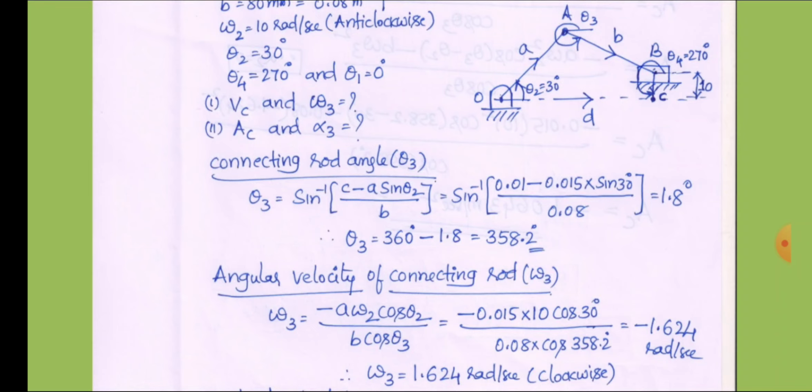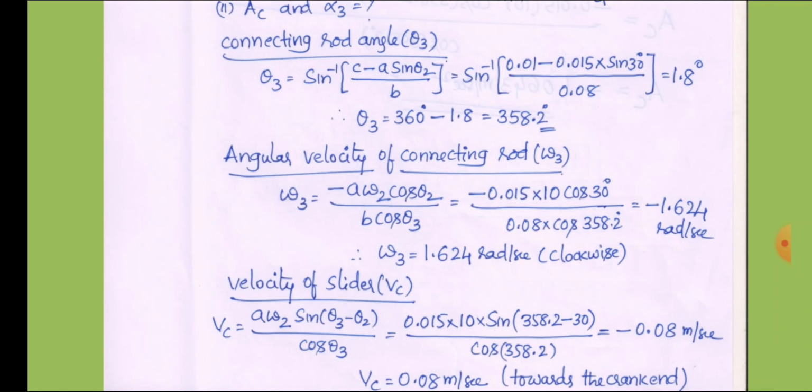Now if I simplify, I am going to get 1.8 degrees. Now this is to be deducted from 360 degrees in order to get the connecting rod angle, that is theta 3. So theta 3 is equal to 360 minus 1.8, which is equal to 358.2 degrees. This is the connecting rod angle. So this is case 1 for which theta 3 is this formula. Right. Remaining formulas are same.